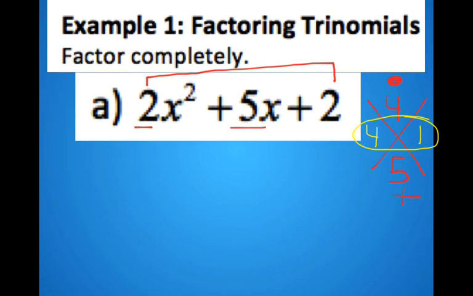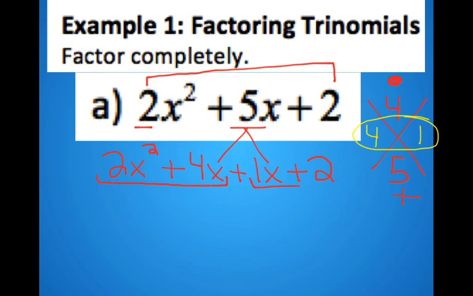So what we do is we rewrite the middle term using those 2 terms. So we're going to have 2x squared plus 4x plus 1x plus 2. So what we've done is we've rewritten the middle term as 2 terms, and now it has 4 terms total, and we can do factor by grouping.